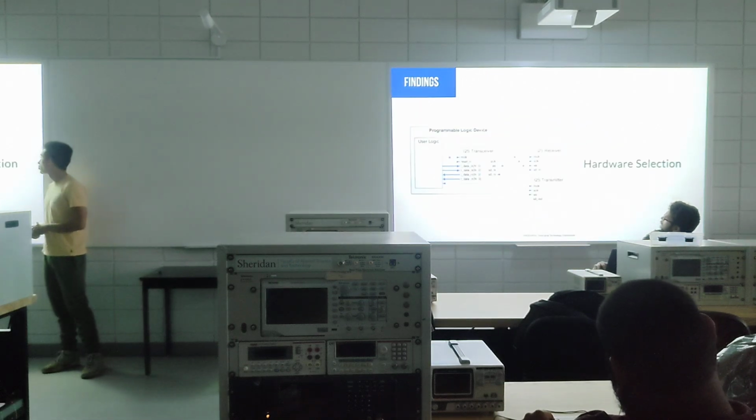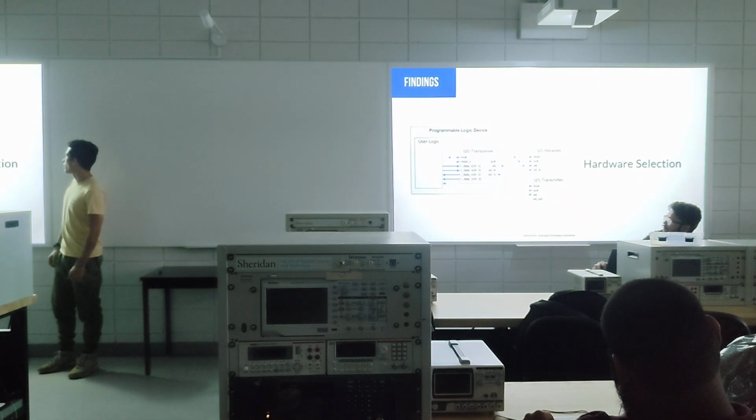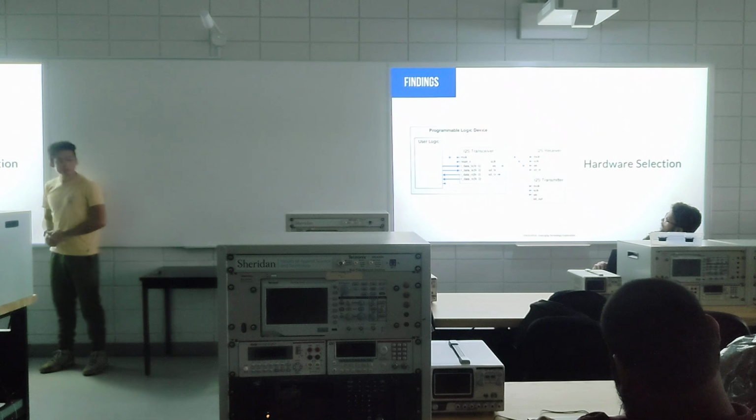We also had to choose the hardware carefully. This is a diagram of how the I2S interface works. We had been working with different kinds of hardware that's not compatible with this communication protocol, so we had to make that decision.